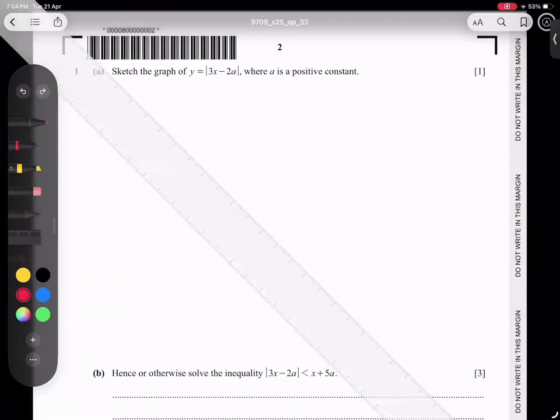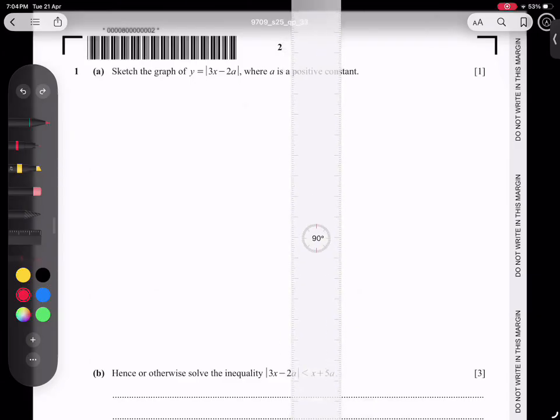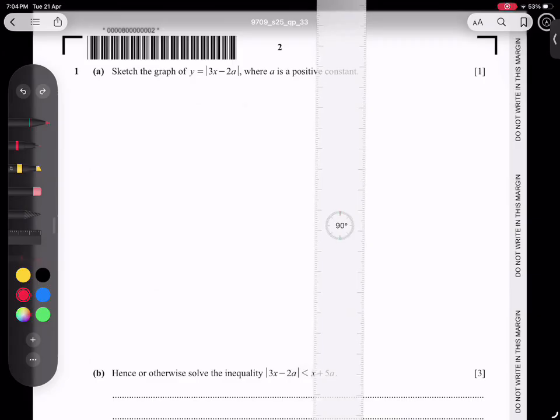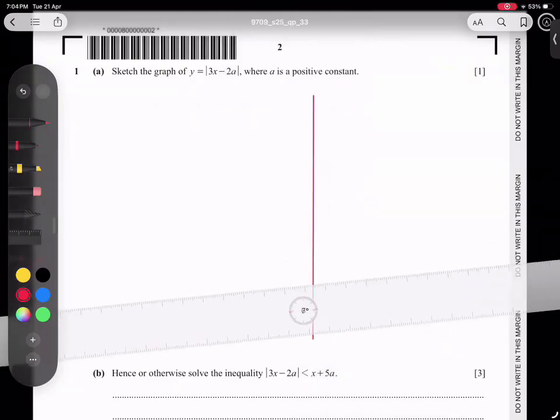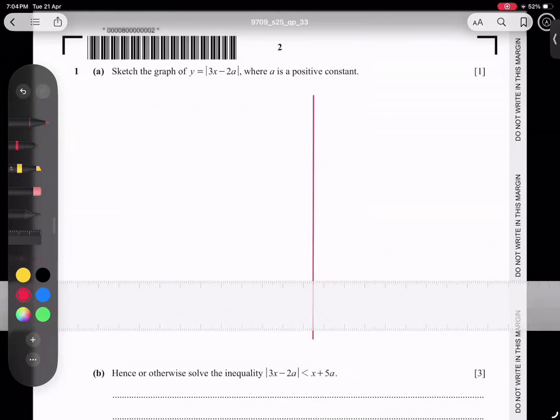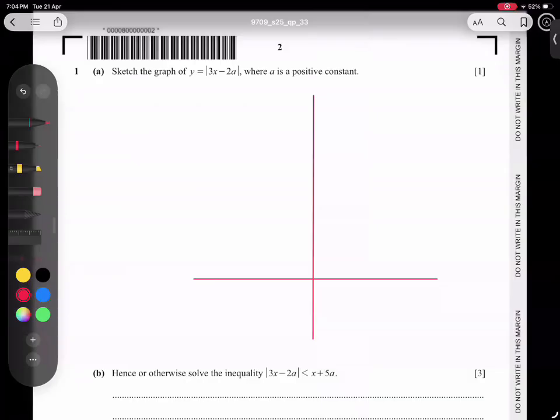Okay, so the best way: we will make a table. And what is the best way of making a table? Inside the modulus, whatever you put is equal to 0, and try to make x the subject. And x becomes 2 over 3 times 2a.